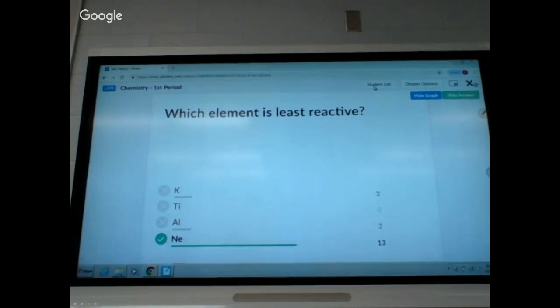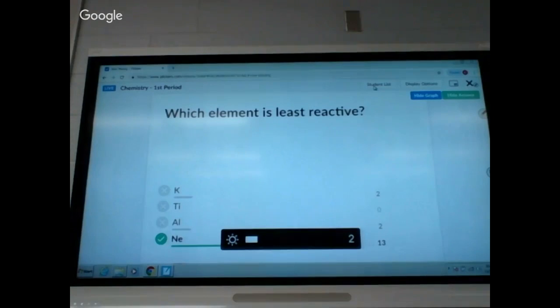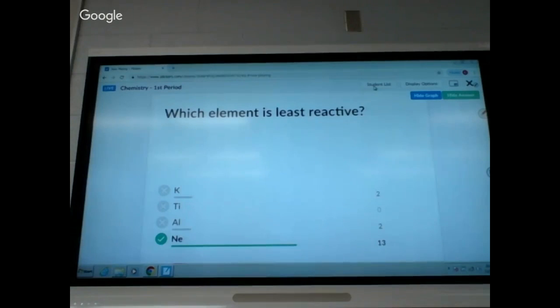All right, so we got 2 aluminums, 2 potassiums. Potassium would be the what? Most reactive. And aluminum is a P block element, so I don't know why we didn't pick that. Because it's in group 1, so it would be the most reactive metal. And the question said least reactive. So the noble gases are going to be the least reactive because they have 8 electrons in their outer shell. They don't want to lose or gain any electrons.